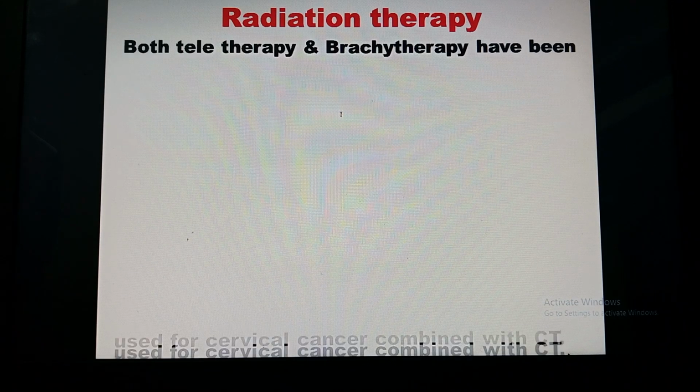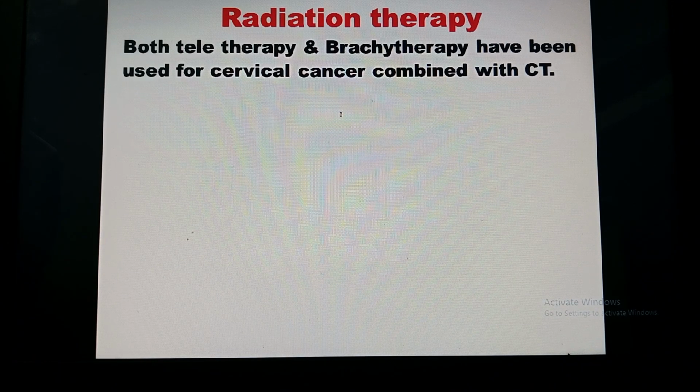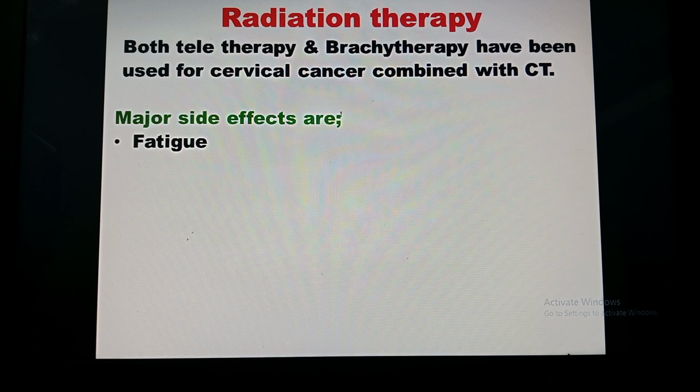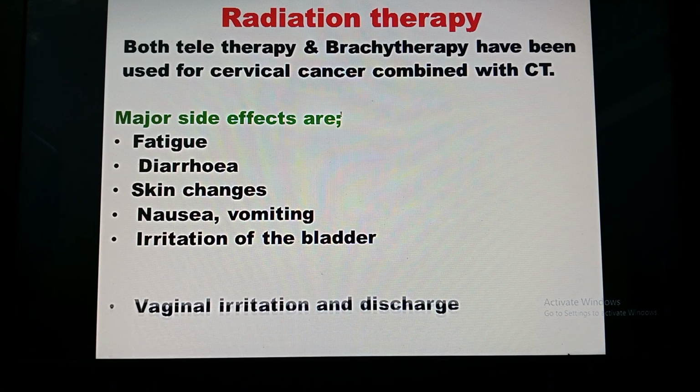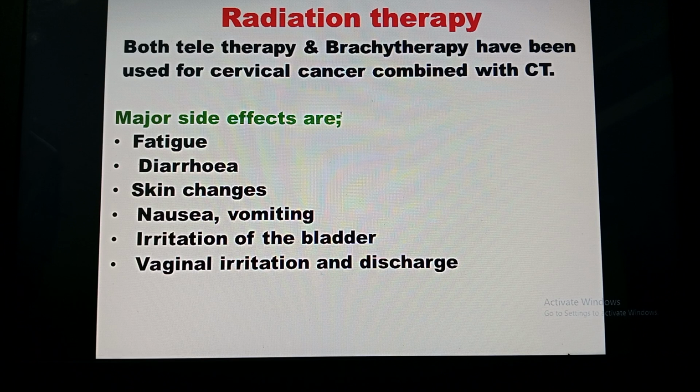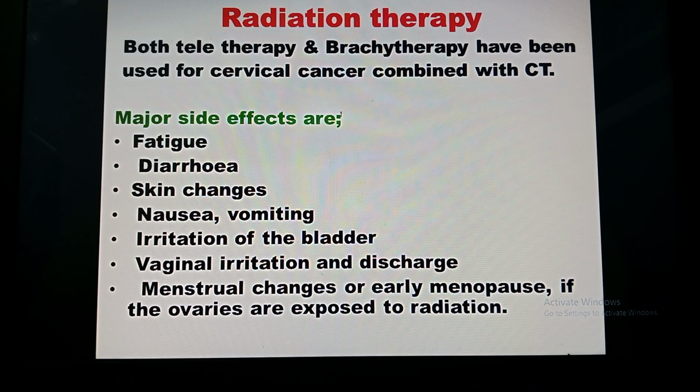Radiation therapy means teletherapy as well as brachytherapy will be delivered. Teletherapy means the radiation is delivered from a source kept away from the client. Brachytherapy means the radiation source is placed inside the body itself, or given in the form of an injection. The major side effects of radiation therapy are fatigue, diarrhea, skin changes, nausea, vomiting, irritation of the bladder, vaginal irritation, and vaginal discharge. All these things have to be explained before the client receives it, and the doctor will do that.